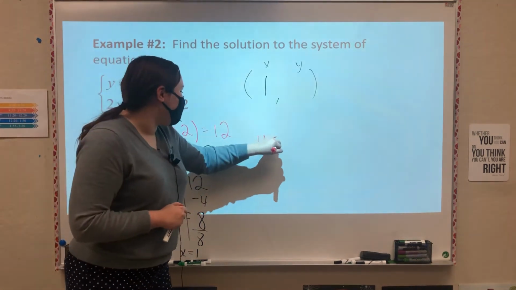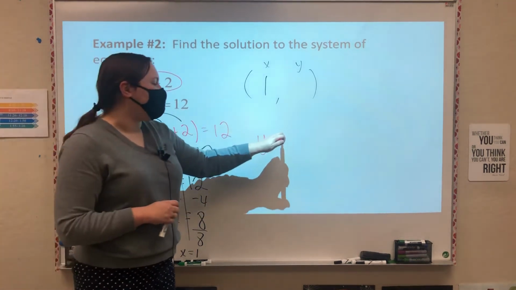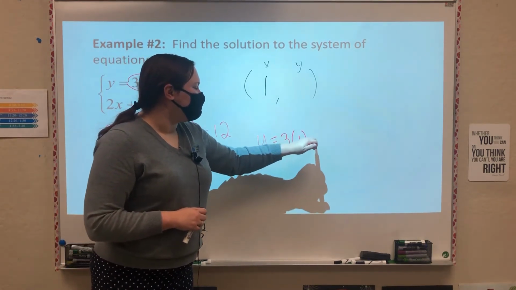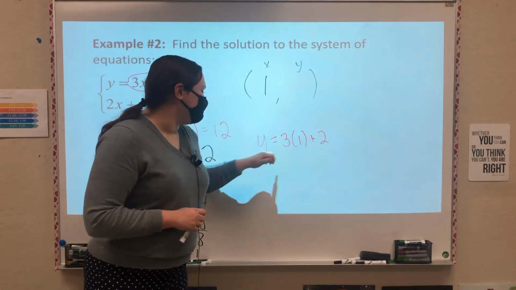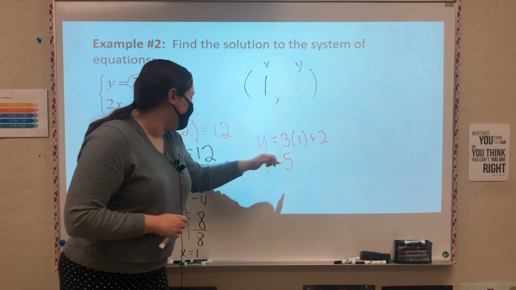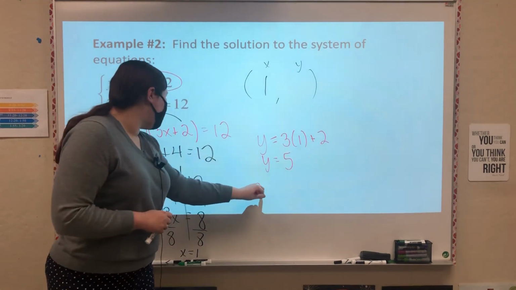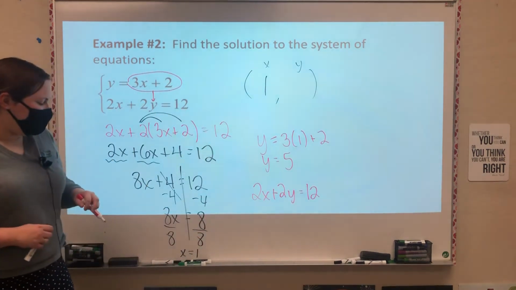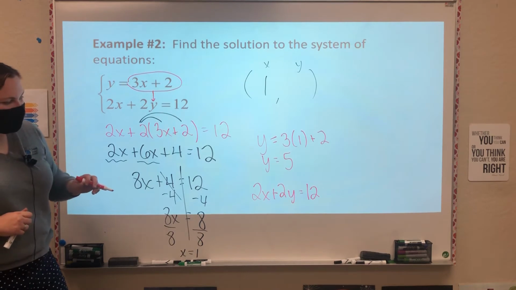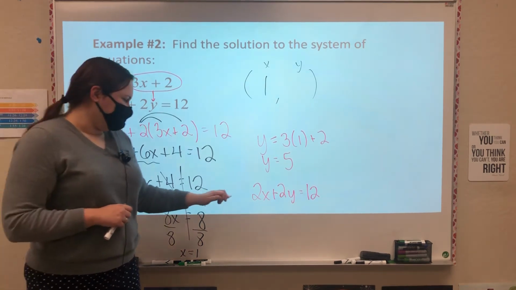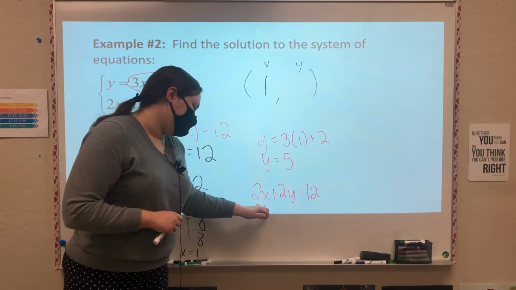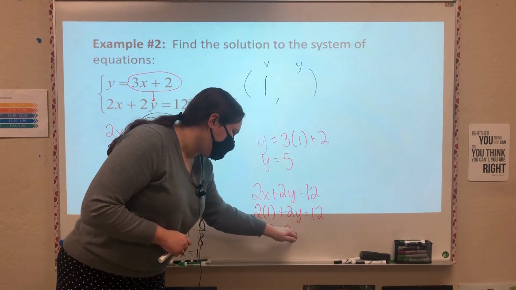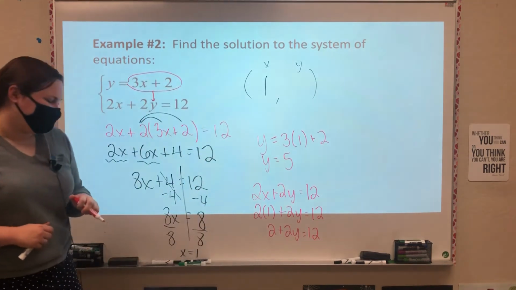You said put x equals 1 in. So it would say y equals 3 parentheses 1, which is just 3, plus 2, which would give you 5. Yep. What about the second one? So my second equation is 2x plus 2y equals 12. Here, what would it look like if I substitute x equals 1? You would put the 1 into the x, which would just make it 2, plus 2y equals 12. And then from there, you subtract 2 from both sides.